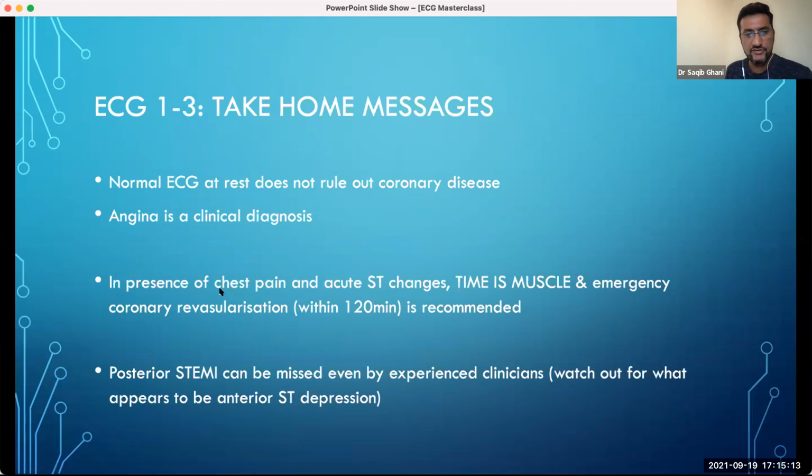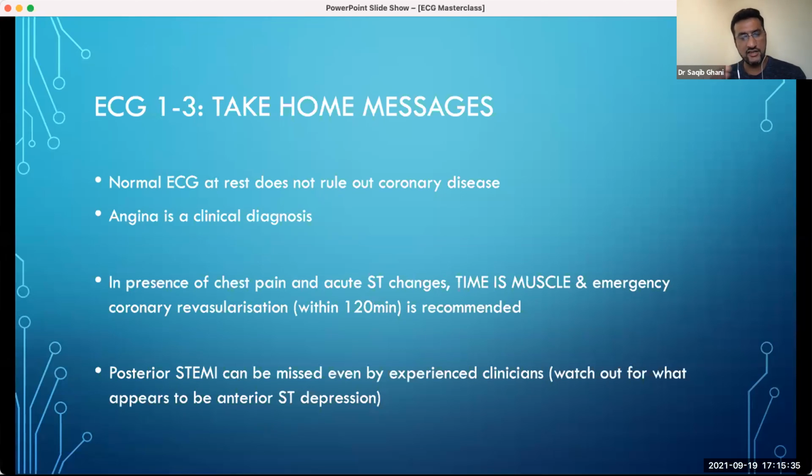But in the presence of chest pain and ST changes, don't forget that time is muscle, and emergency coronary revascularization or urgent PCI is recommended within 2 hours. And one more thing to remember is posterior ST elevation can be missed even by experienced clinicians. So watch out for what appears to be anterior ST depression.